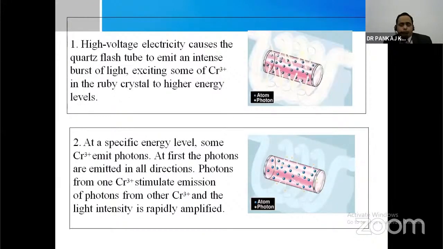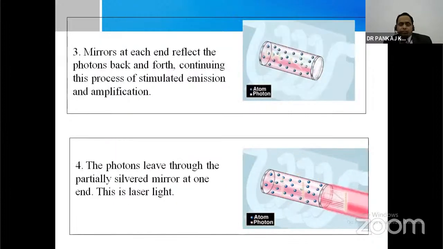If you look at the atom and photon interaction, at high voltage, electricity causes the quartz flash tube to emit an intense burst of light, exciting some of the chromium ions in the ruby crystal to higher energy levels. At a specific energy level, some chromium ions emit photons. At first, the photons are emitted in all directions. Photons from the chromium stimulate the emission of photons from other chromium ions, and the light intensity is rapidly amplified.